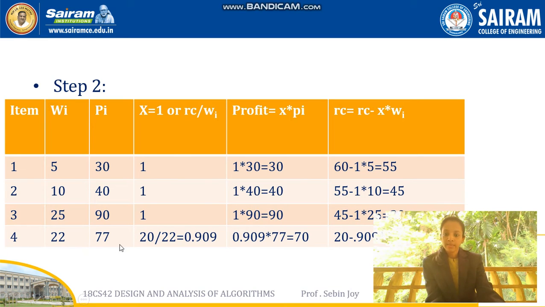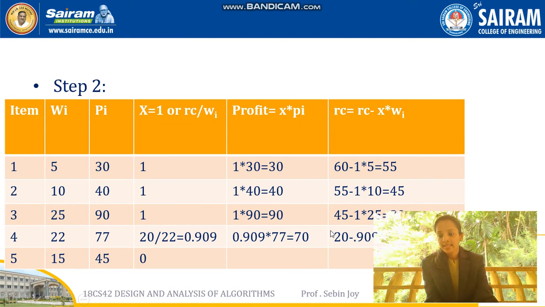22, 77. Is 22 less than 20? No, it is not less than 20. So you have to find the ratio here. X will not be equal to 1 here. What is the ratio? RC by Wi. RC is 20, Wi is 22. So 20 by 22 is 0.909. The profit we calculate as 0.909 into 77, which gives 70. And here you will get the remaining capacity as 0, because 20 minus 0.909 into 22 is equal to 0.